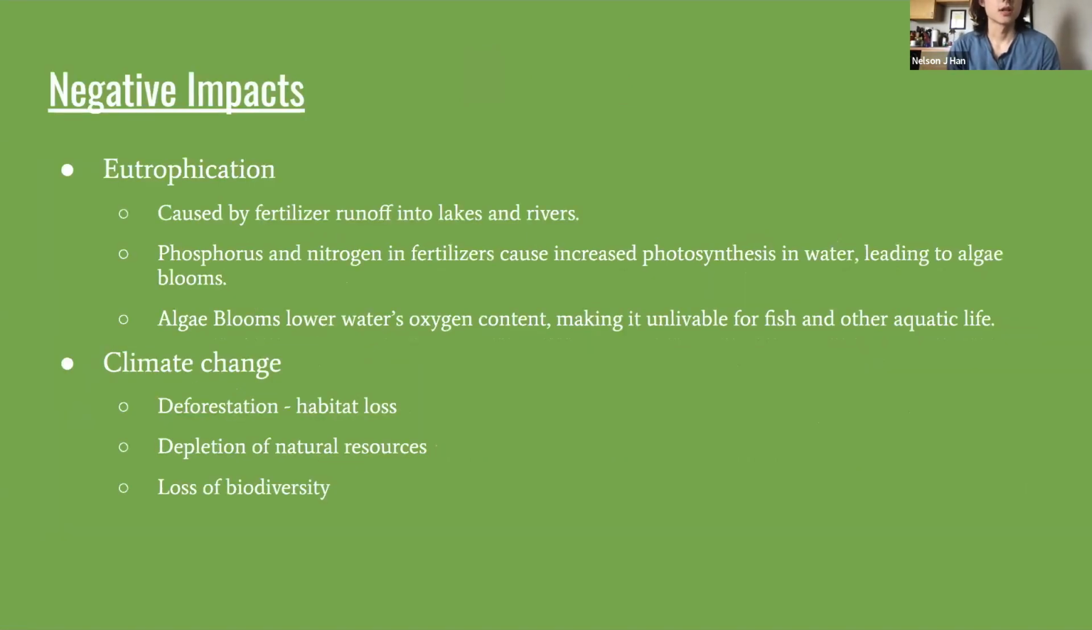So firstly, we'll be looking into the negative impacts of agriculture on the environment. So my name is Nelson, and I'm a conservation biology major. That gives you a bit of my background. And I'll be talking to you about eutrophication.